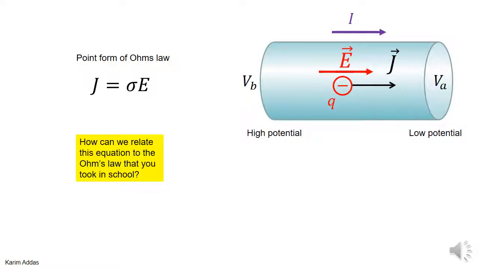Okay, so we said in the previous video that the point form of Ohm's law gives a relationship between the electric field at any point inside the wire and the current density at that point. And the relationship is through the conductivity, and for a good conductor sigma is large, for a bad conductor sigma is low. How can we take this equation, point form of Ohm's law, and arrive at the form of Ohm's law that you know about from before?